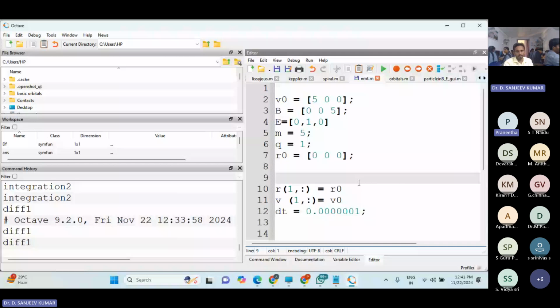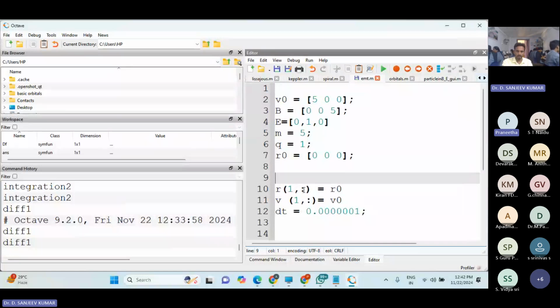So I want to check the time evolution of this system. So initially the charged particle is at the origin, and I want to see how it evolves as a function of time in terms of its position and velocity. So I'm pushing my initial position and initial velocity as a first row in the series.